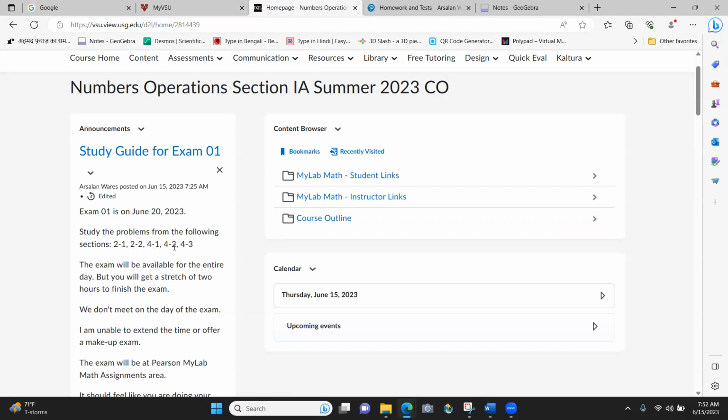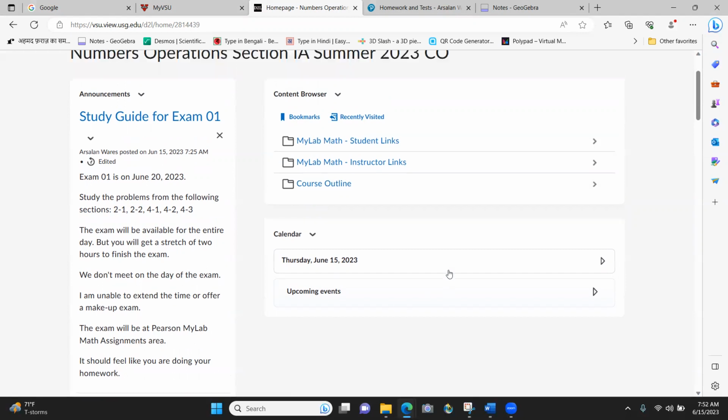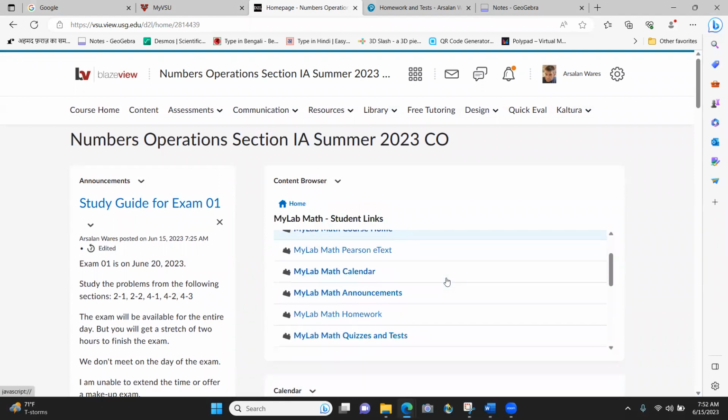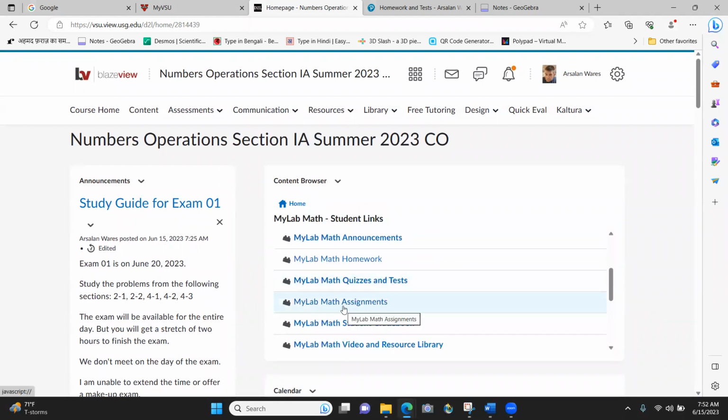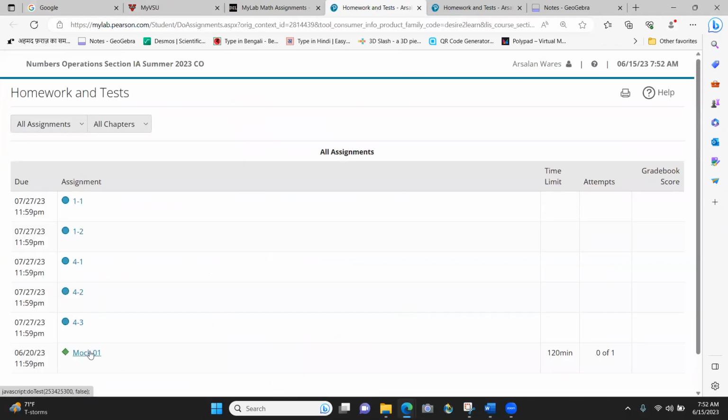We will work on 4.3 today. Please read it very carefully. It will be available in the Pearson MyLab math assignment area. How do you get there? You click the student link and you go to MyLab math assignments. And it says mock one. You can take it if you want, but it'll be appearing right here. It'll say exam one. Take exam one. It'll be available for one day.